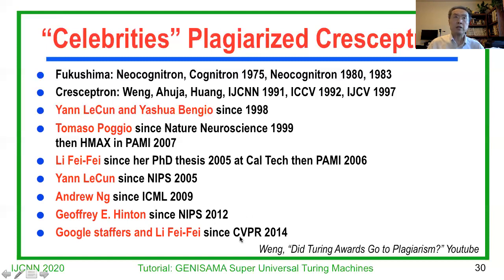So basically, they cite the work that is not very useful to them, but they don't cite the work that is very useful to them. So if you're interested, watch the YouTube video, The Turing Awards Go to Plagiarism.